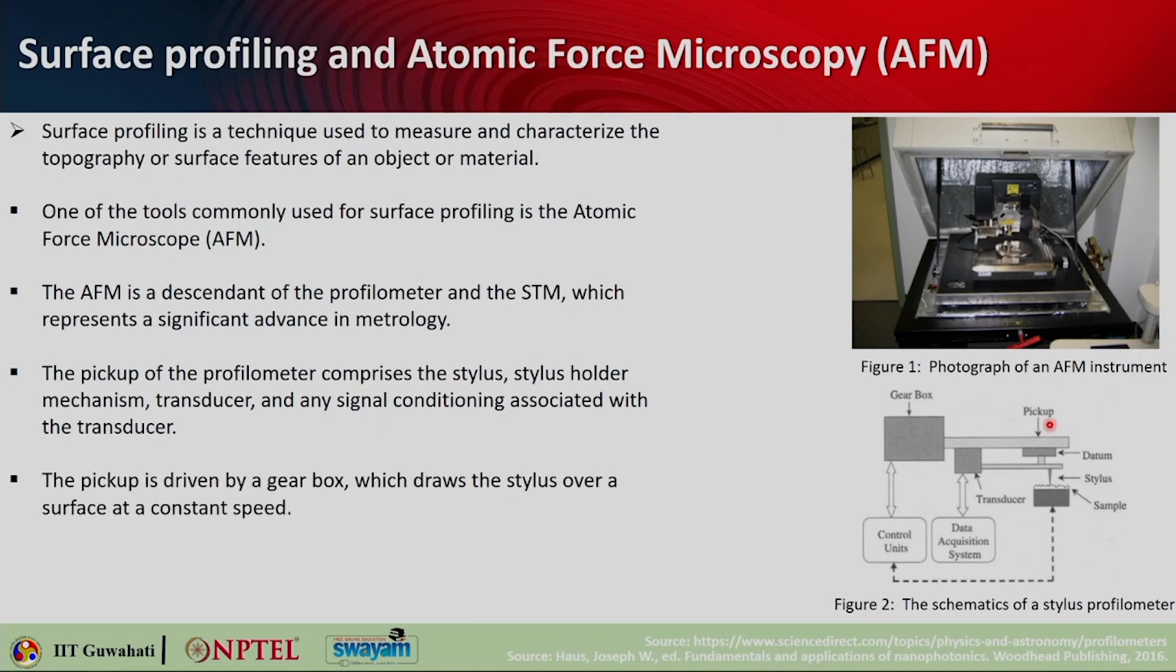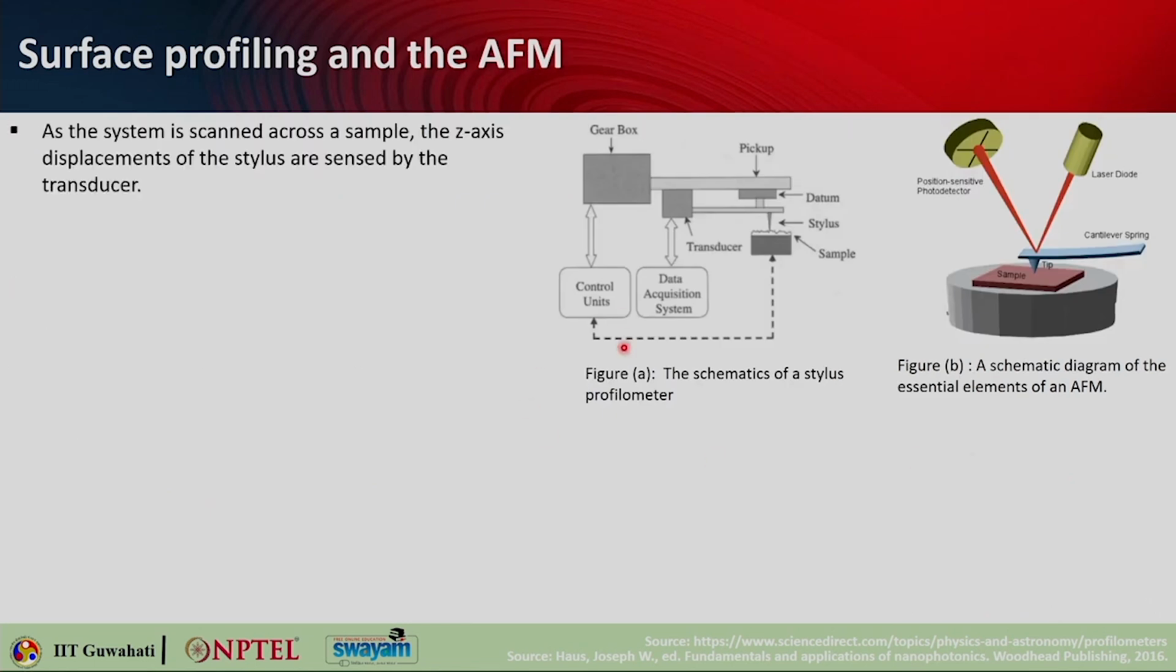And this pickup is driven by a gearbox which draws the stylus over the sample at a constant speed. Now, why do you need this? You need this to scan the sample. So, when the sample is scanned across the surface, the z-axis displacements of the stylus are basically sensed by the transducer, okay, and you can actually see it in a bit more detail from here.